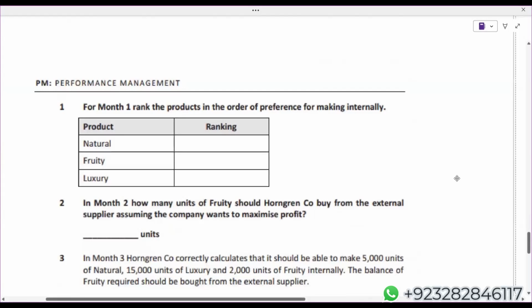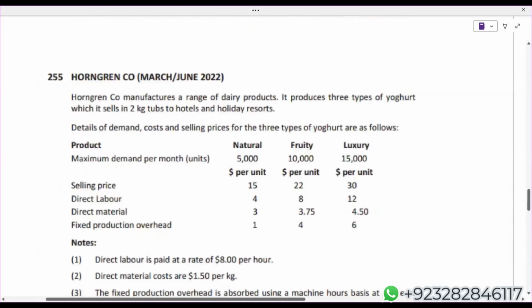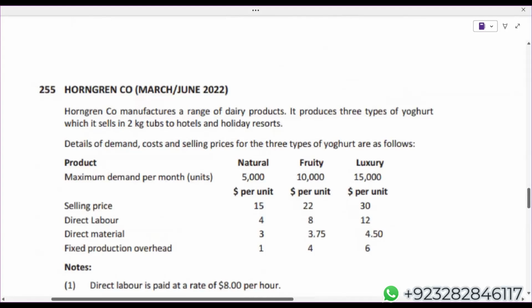For month one, rank the products in order of preference for making internally. Simply, the examiner is asking us for the ranking, and calculating the ranking is very simple. Number one, identify the limiting factor. Second, calculate the contribution of each product. Then divide the contribution per unit by the limiting factor to get the contribution per limiting factor. Where we have the highest contribution per limiting factor, that product will be manufactured first, then second, and then third.